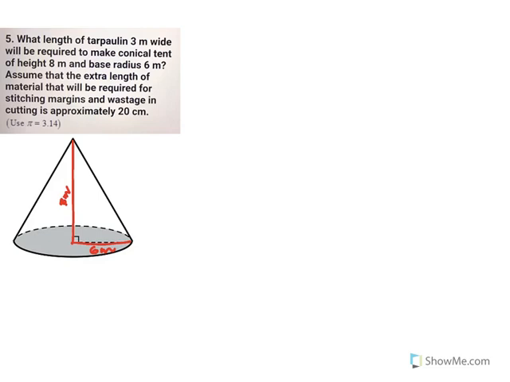Okay. Now first let me tell you what is tarpaulin. Tarpaulin is a waterproof material that they use to make tents. We can see it in Goa a lot. It's waterproof. Now we need to make a tent which is conical in shape. We are dealing with a cone. The height of the cone we've seen already is 8 meters.